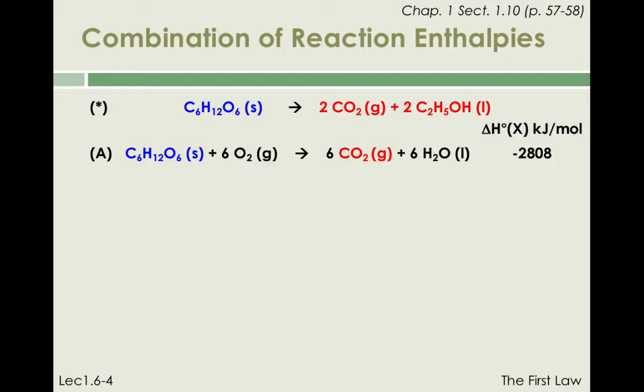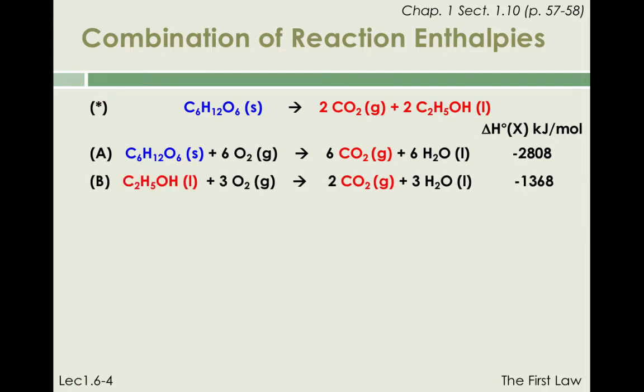The combustion reaction for glucose, reaction A, is written as 1 mole of glucose, solid, plus 6 moles of molecular oxygen, gas, to yield 6 moles of carbon dioxide, gas, plus 6 moles of water, liquid. The standard combustion enthalpy of glucose at 25 degrees Celsius has a value of minus 2,808 kilojoules per mole of glucose.